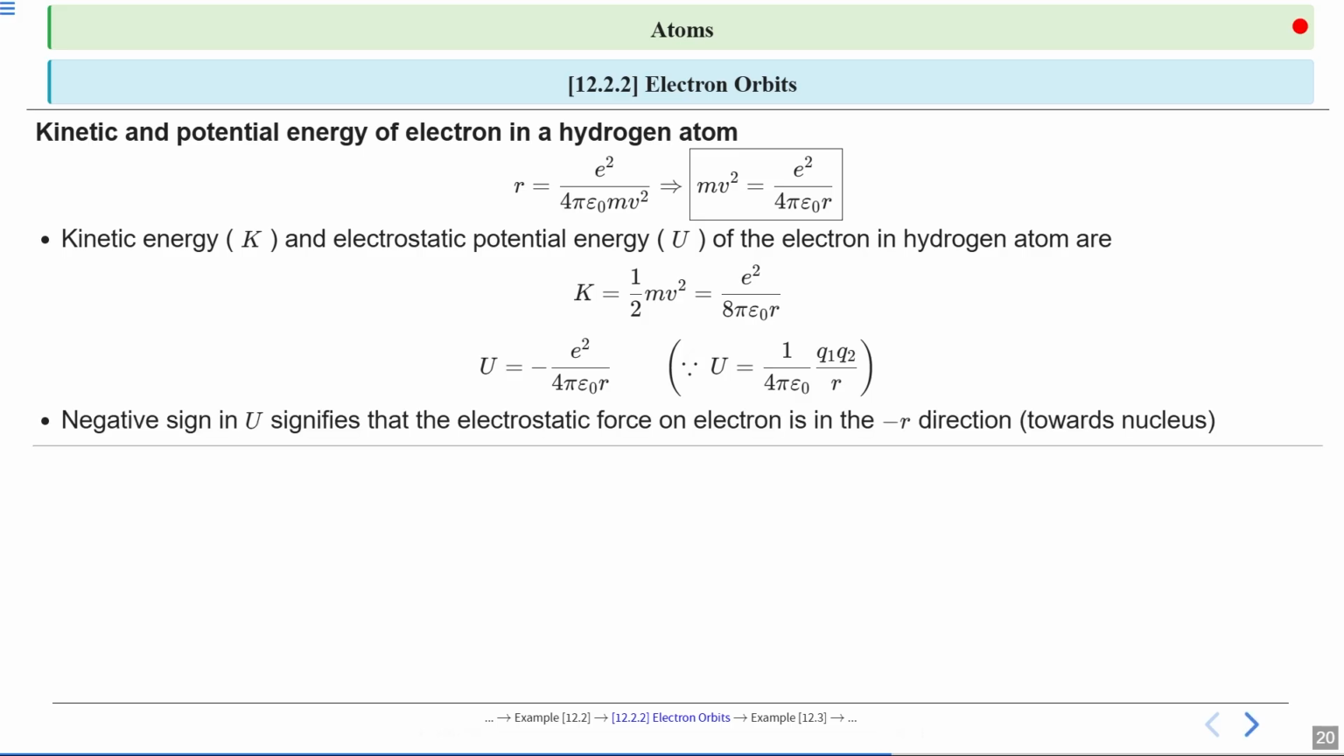So negative sign in the potential energy tells us that electrostatic force on the electron points towards the nucleus or in the negative r direction. This means the electron is attracted to the nucleus. The energy would be needed to pull it away. Minus r direction means towards the center, towards the nucleus. So negative sign also indicates that electron is bound to the nucleus. It is not free. So we have to pull it away. We have to provide energy to remove it from the orbit.